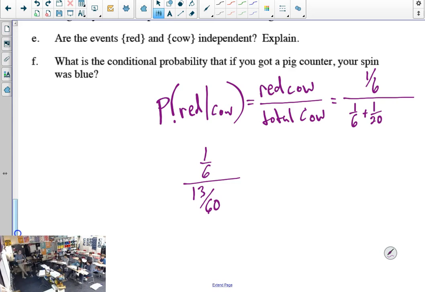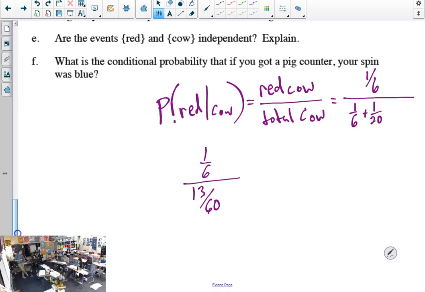How'd you get the 1/6? So we do the probability of the red cow. The red cow's region. If we're talking area model, especially if you envision this, it was 1/6 of the area if the area is 1. The blue cow was 1/20th, so to find our total cow, 1/6 plus 1/20th.